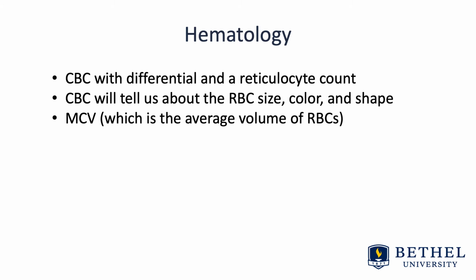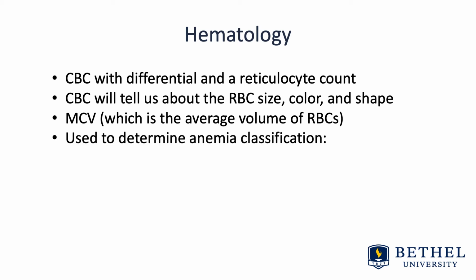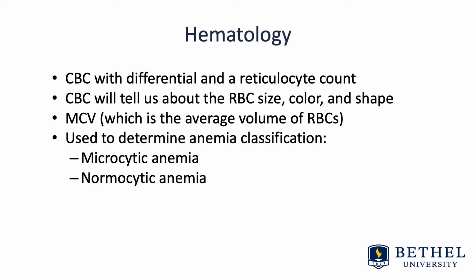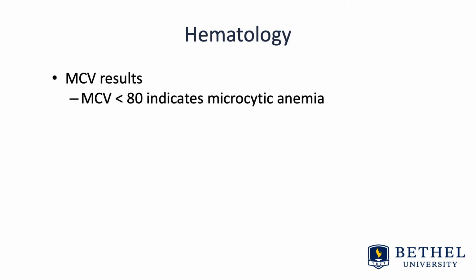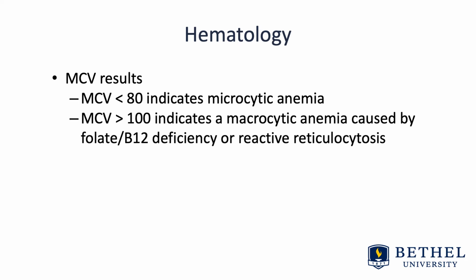Red blood cell size, or more specifically MCV, which is the average volume of red blood cells, is used to determine anemia classification, which includes microcytic, normocytic, or macrocytic anemias. An MCV less than 80 indicates a microcytic anemia. MCV greater than 100 indicates a macrocytic anemia caused by folate, B12 deficiency, or reactive reticulocytosis.